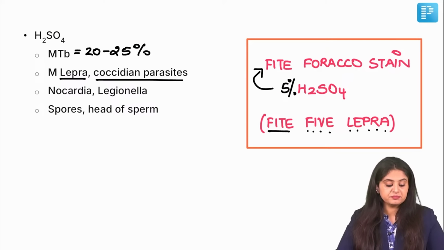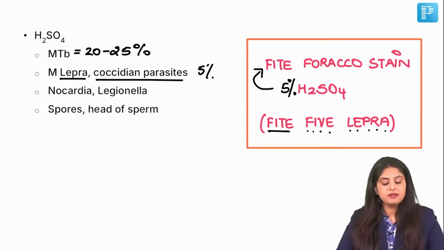Controversial questions. Coccidian parasites may be 5%. There are some books, there are some apps which have written 0.5%. कुछ जगहों पे है printing error. So I'm telling you upfront live that Coccidian parasites के लिए please 5% मानना.